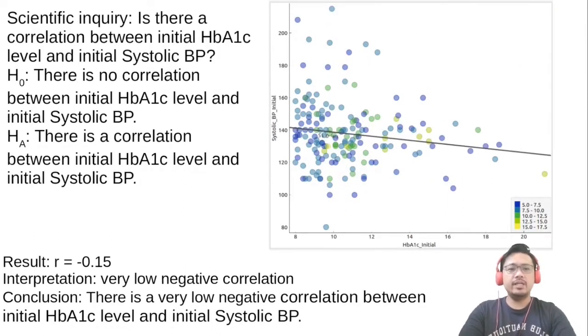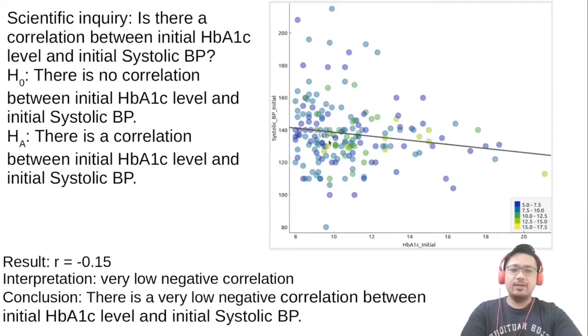Next, we compare the initial HbA1c and initial systolic blood pressure. Our null hypothesis states that there is no correlation, while the alternative hypothesis states that there is a correlation. The Pearson coefficient that we got is negative 0.15.